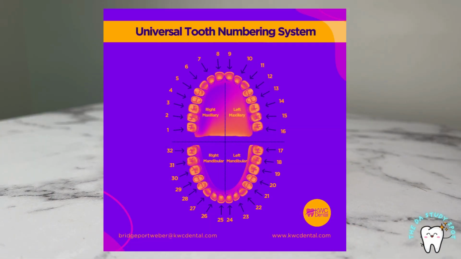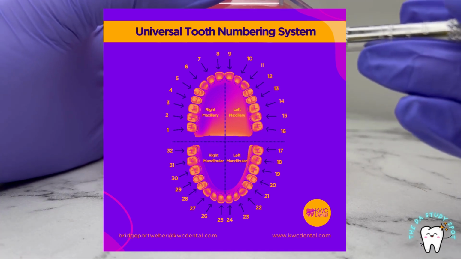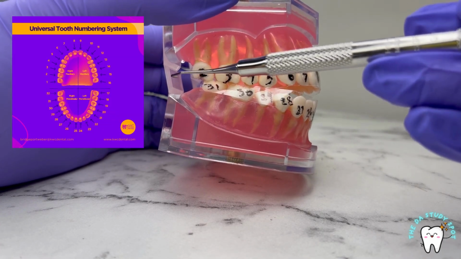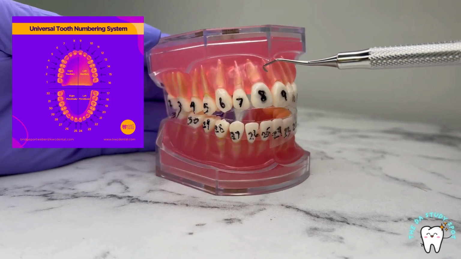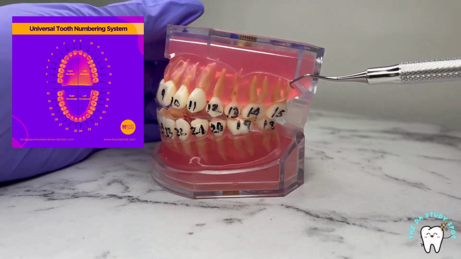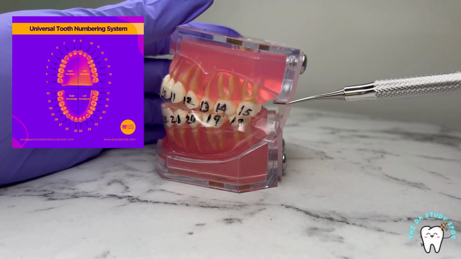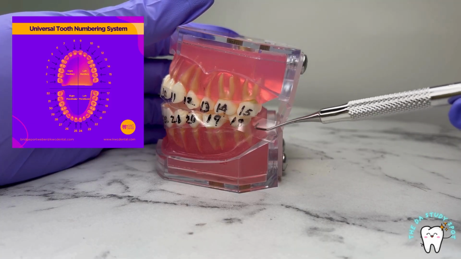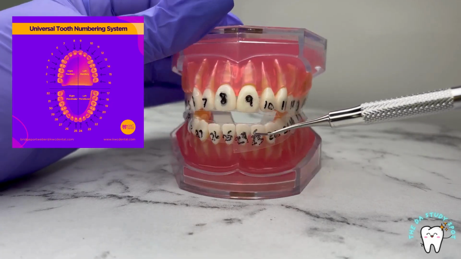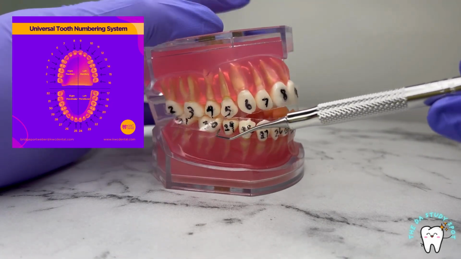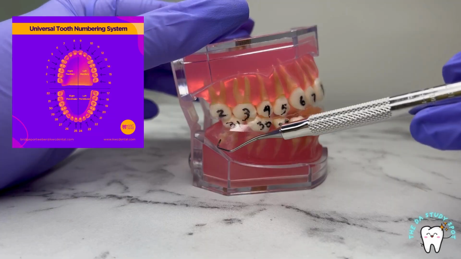Let's start with tooth numbering systems, because depending on where you work, you might see a few different styles. The universal numbering system is used in the US, which means permanent teeth are numbered 1 to 32. So we always start at the upper right third molar, number 1, move across to the upper left third molar, which is number 16, then drop down to the lower left third molar, number 17, and count across to the lower right third molar, 32.